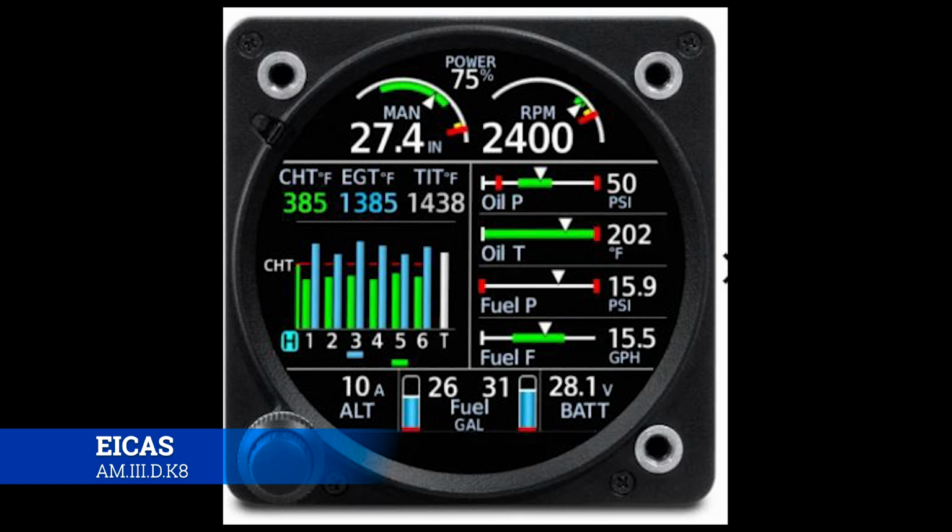Now, this in particular is a really popular Garmin one, so I chose it to put on here, that you'll see in some older airplanes. They've taken the size of, say, an altimeter and kind of the shape of it, and built a display that gives you all the information that you need. So let's just read this together so that we understand what we're looking at. At the top, we see that the engine is set to 75% power.